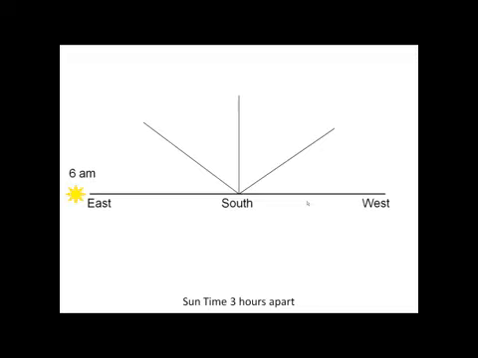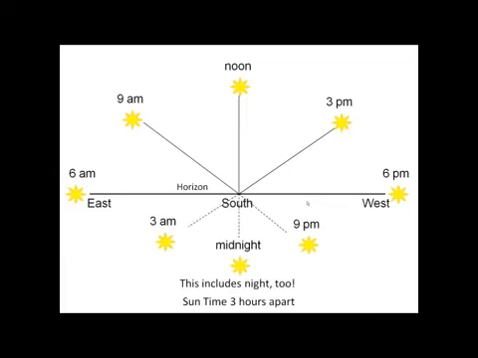The sun rises at 6 a.m. We're going to assume a very simplistic model where the sun rises at 6 a.m. and sets at 6 p.m. and again is at the highest in the southern sky at noon. In between these points, we have the sun high in the southeast at 9 a.m. and high in the southwest at 3 p.m.